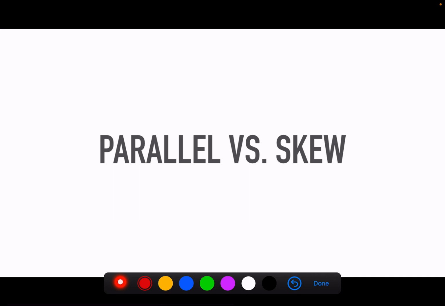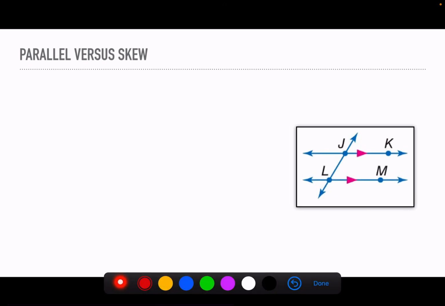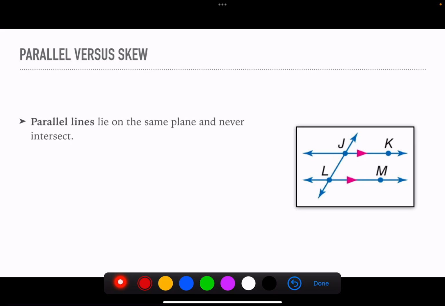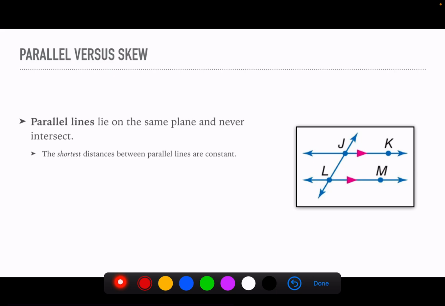First, parallel versus skew. So in parallel versus skew, parallel lines lie on the same plane and will never intersect. What that means is that the shortest distance between parallel lines is constant. No matter the shortest distance as you go across these parallel lines, like I can choose a point here and here. This is the shortest distance. No matter where I choose, it's going to be the same distance between them.